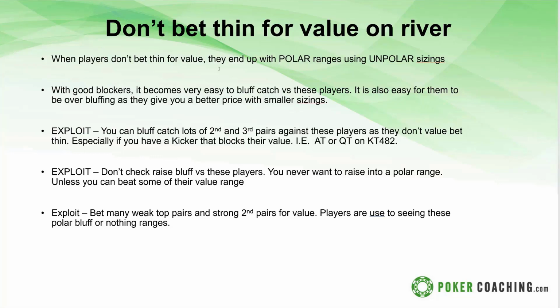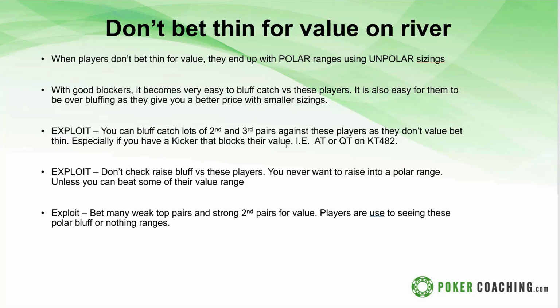But the bluff catchers' EV goes up when they start using a lot of really small sizing. It becomes much easier to bluff catch when they could easily be using a 1.5x pot, and now they're using a half pot sizing. So as an exploit, you can bluff catch lots of second and third pairs against players that don't value bet thin because they don't have these thin value bets, and they end up with a polar range, and it's really hard to have really good hands with a polar range.